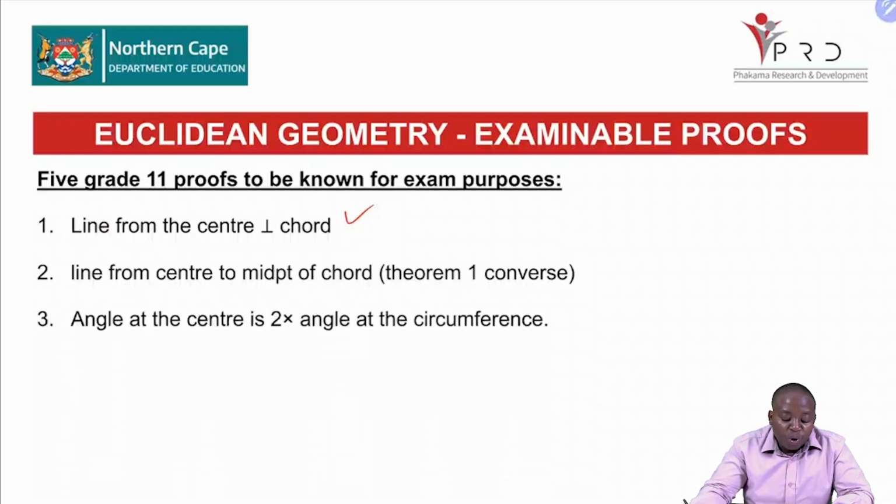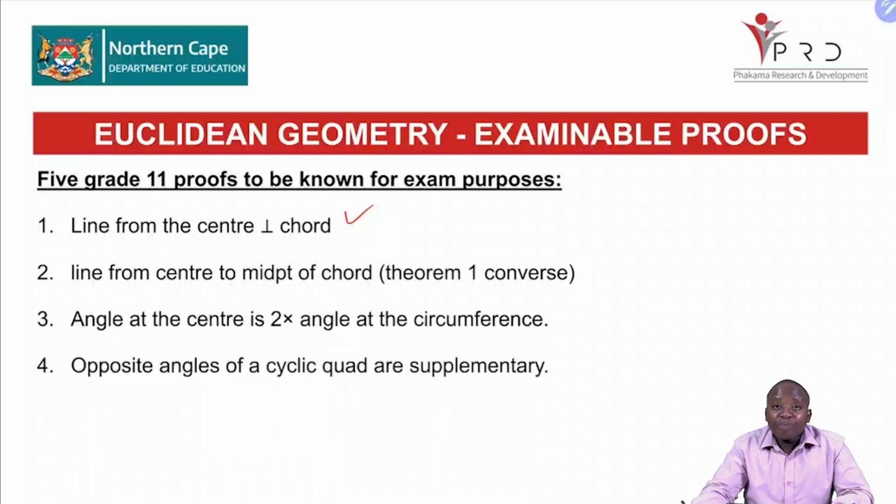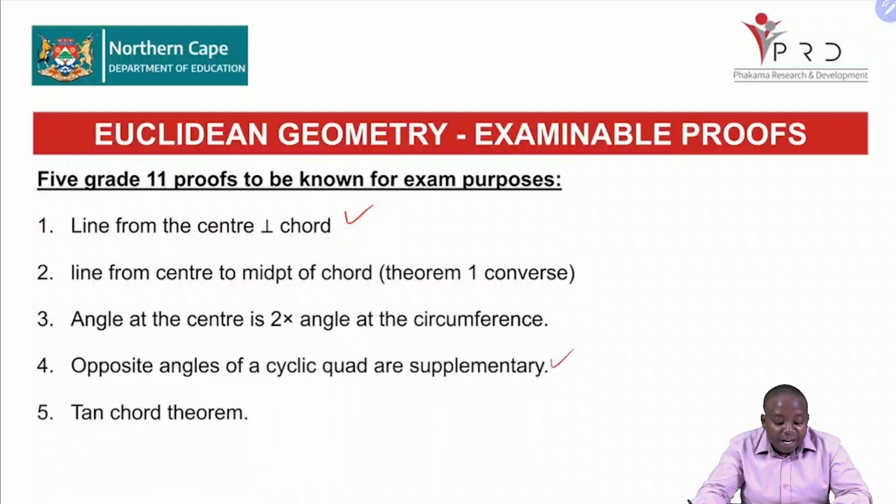Number 3, you will be required to also know the proof on the angle at the center, it is twice the angle at the circumference. Number 4, we must know that opposite angles of a cyclic quad are supplementary. So you must be able to prove that opposite angles of a cyclic quad are supplementary. Number 5, we must be able to prove the tan chord theorem. So those are the 5 grade 11 proofs that must be known for exam purposes.